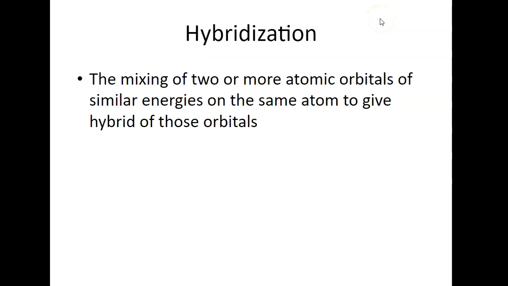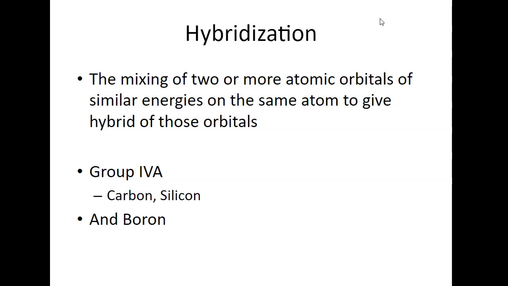Hybridization, mixing of 2 or more atomic orbitals of similar energies on the same atom to give a hybrid of those orbitals. Let's look at an example. This is talking about group 4A, and on our periodic tables, this is column 14 that starts with carbon. And underneath that is silicon and germanium and tin, okay? And boron, so these 3 elements, boron, carbon, silicon, those 3 elements tend to hybridize. And there's a little B6 to remember which ones hybridize. Let's look at an example.